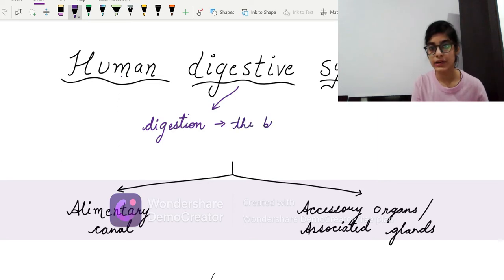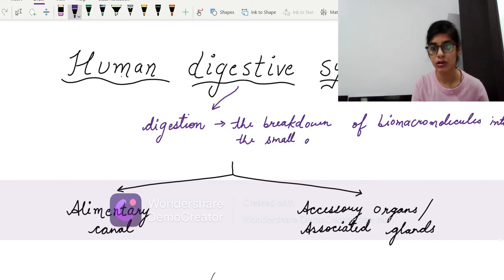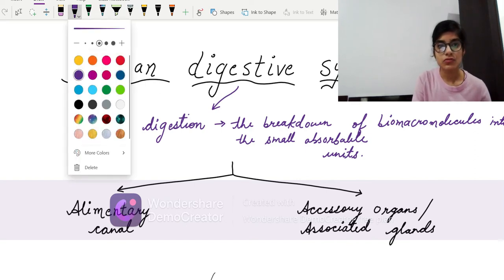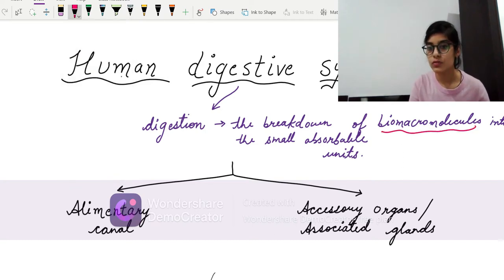It is the breakdown of biomacromolecules into small absorbable units. Clear? So what does it mean? The breakdown of biomacromolecules. First of all, we will have to understand what a biomacromolecule is. Biomacromolecule means a large molecule.